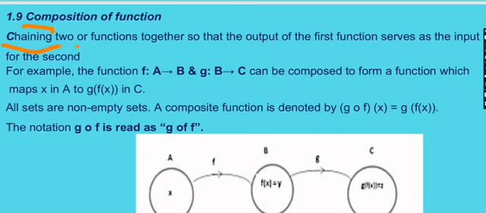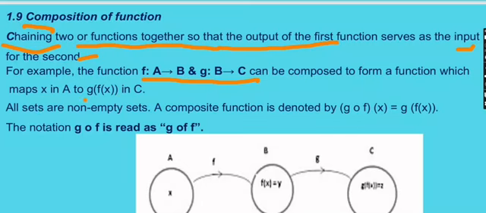So chaining of two or more functions together: the output of the first function serves as the input of the second function. It is called a composition function. It is nothing but algebraic substitution. Here is the general representation of the formula. f is A gives B and g is B gives C. Instead of B, I will be substituting some C value. Can you follow? So they can be composed to form a function which maps x in A to g of f of x in C.